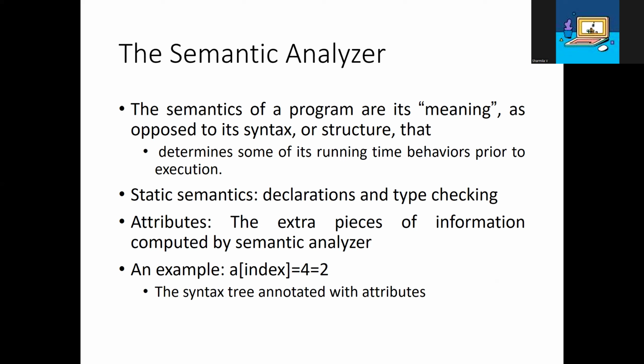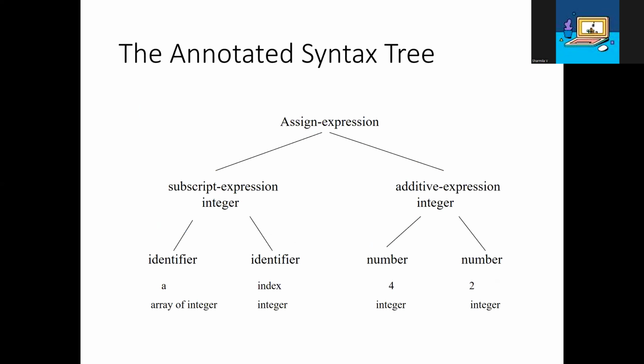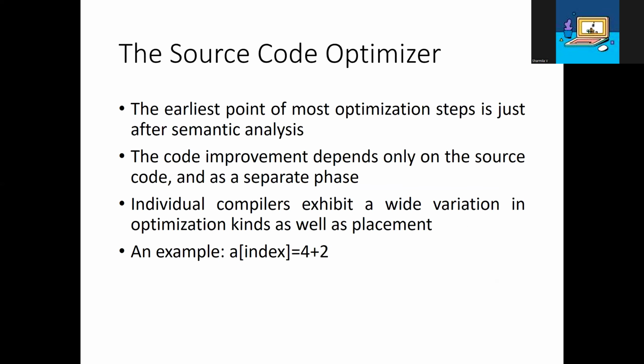That is the work done by a semantic analyzer: the syntax tree annotated with the attributes. That is the main purpose of the semantic analyzer. In that annotated syntax tree, we have given that A is an array, the identifier is an integer, the 4 is an integer, and again the 2 is an integer. Like that, each and every data type is checked in the annotated syntax tree.